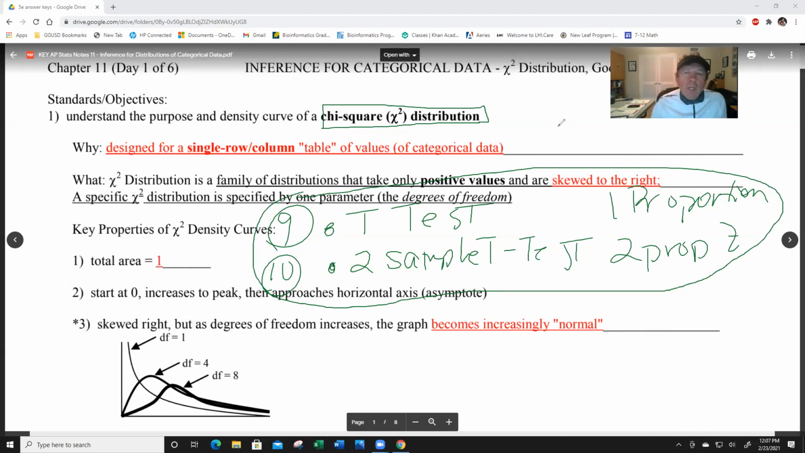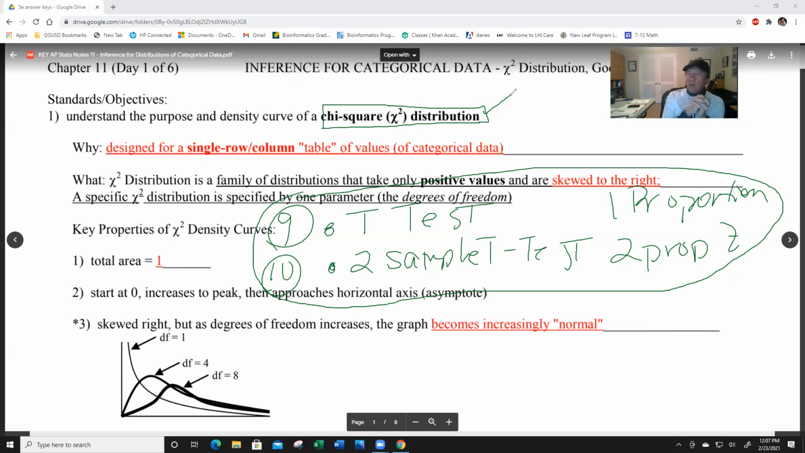All right, so we're going to have 2 different kinds of chi-square distributions. One will be for a single row or column of data, and that's what we're going to do today in this lesson. And the other one is for multiple rows or columns, like a 2-way table that we saw very early in the book, okay? The single row or column is called a goodness of fit test, GOF, goodness of fit.